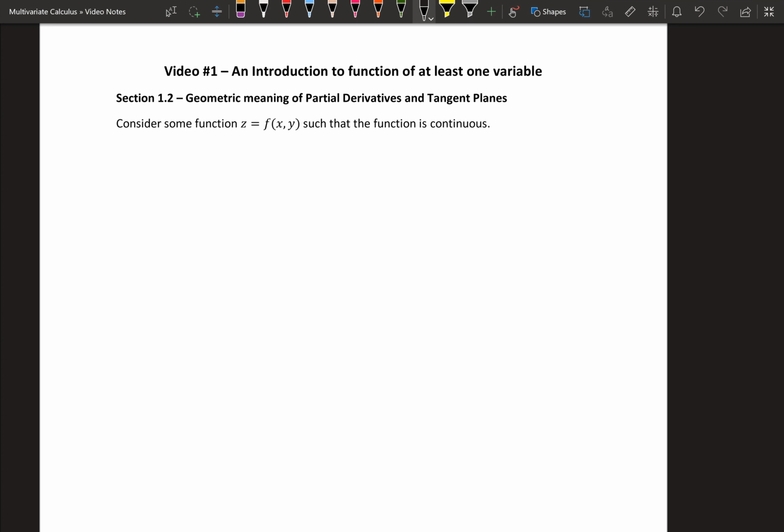Hey there guys, welcome back to a brand new video. Today we are moving on from basic partial derivatives and we are going to be moving on to the idea of tangent planes and tangent vectors. So we are going to begin this video with a proof.